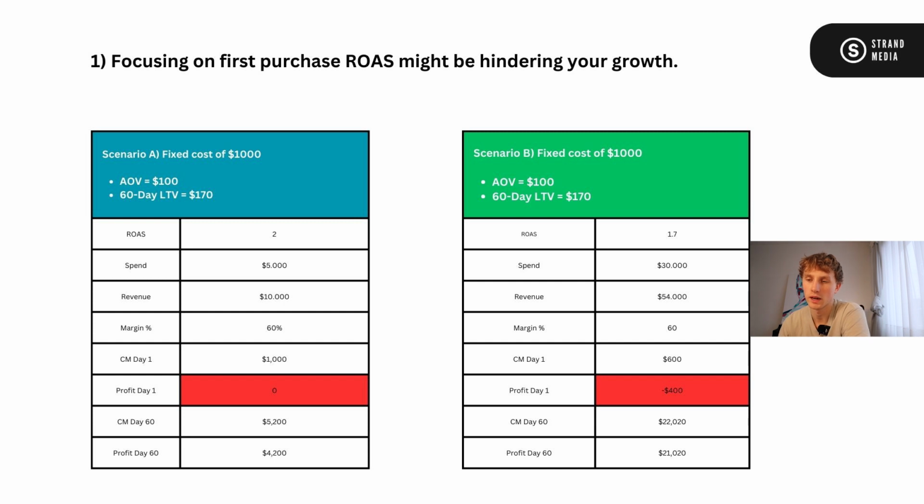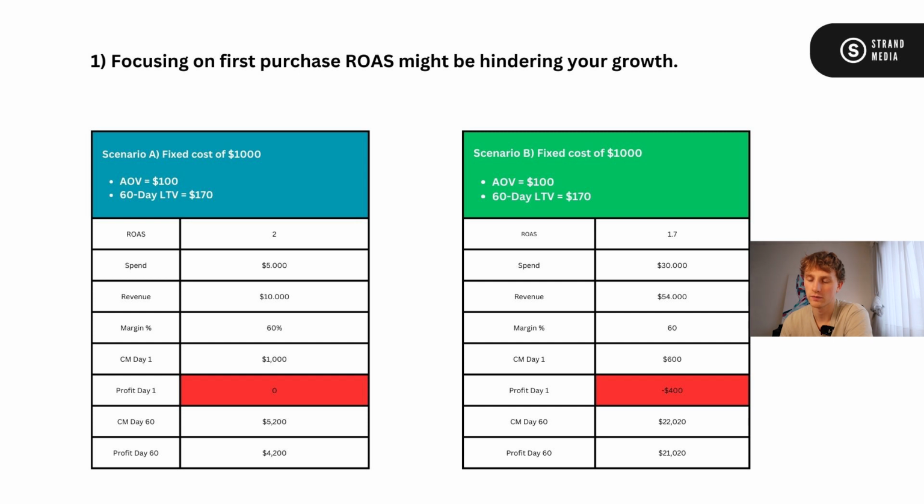For scenario A, we have a fixed cost of $1,000. So for this business, every month they have to pay $1,000 for whatever software or something that's fixed every month. And they have an average order value of $100. So on average, every customer in their store spends $100 on their first purchase. After 60 days, that value increases on average to $170, because some of these customers are going to come back. So the 60-day LTV average is 170 bucks.